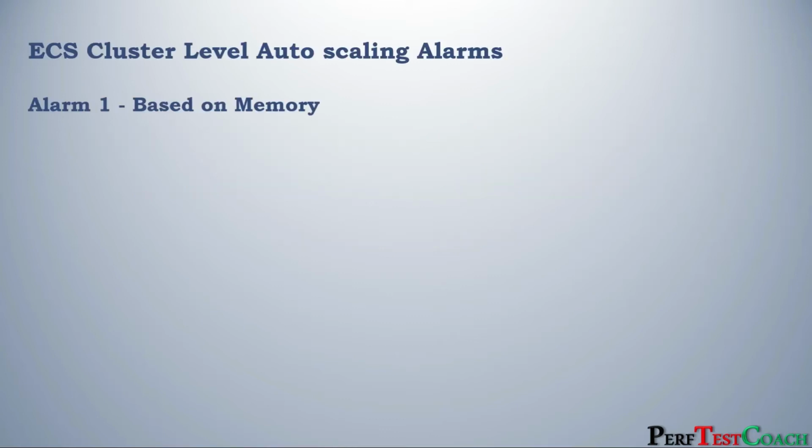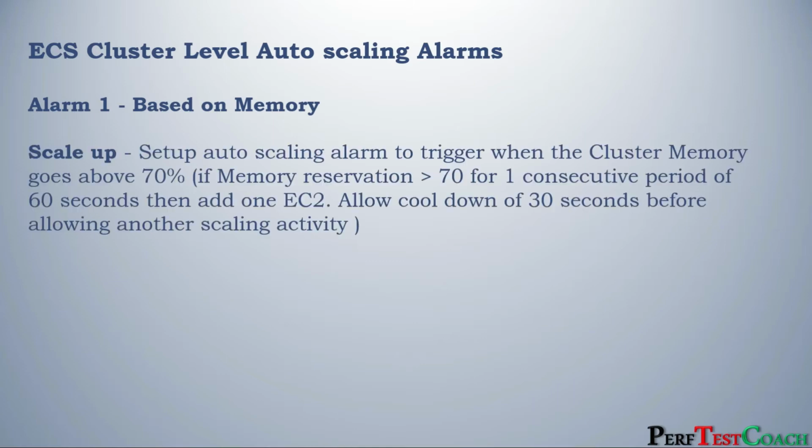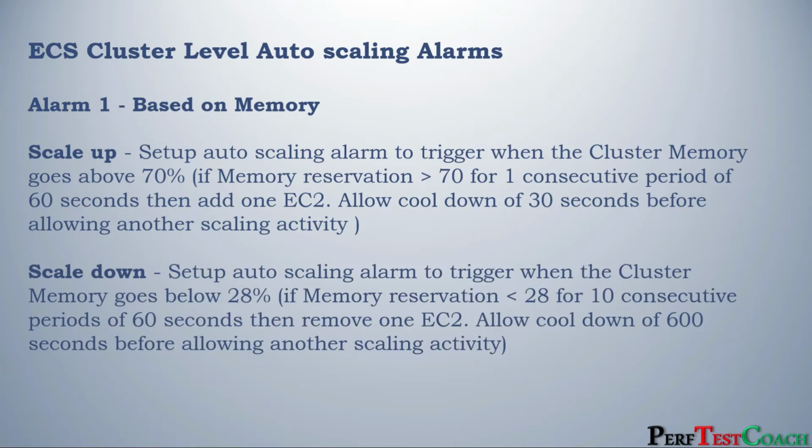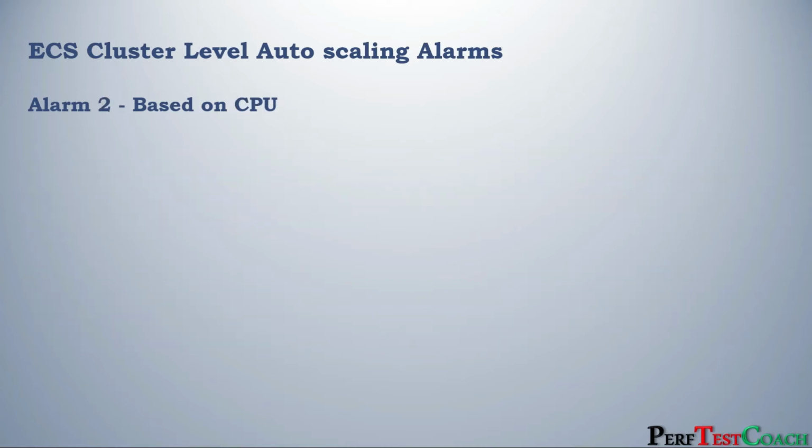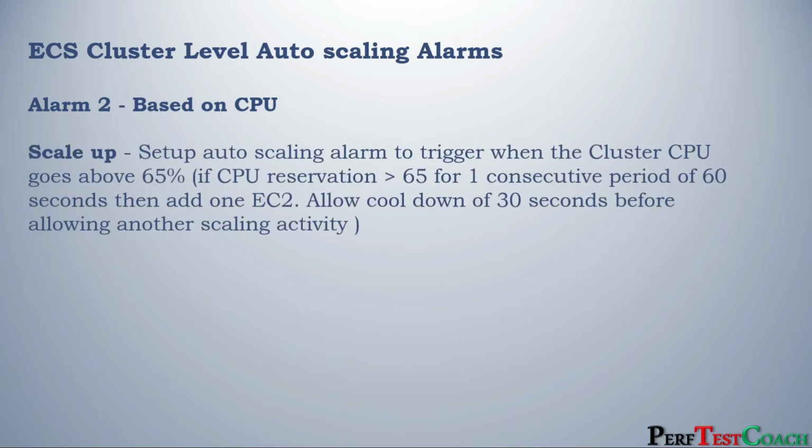So at ECS cluster level, we need to create two types of alarms. First alarm will be based on memory usage of our EC2 instance. So we will have a scale up alarm. We can configure the scale up alarm so that whenever the memory usage goes above 70%, we add one EC2 instance. And whenever the memory usage falls below 28%, we can kill one EC2 instance. And similarly, we can also create autoscaling alarms based on CPU usage. Even for the alarms based on CPU usage, we need to have one scale up alarm. So this scale up alarm will be triggered whenever the CPU utilization goes above 65%.